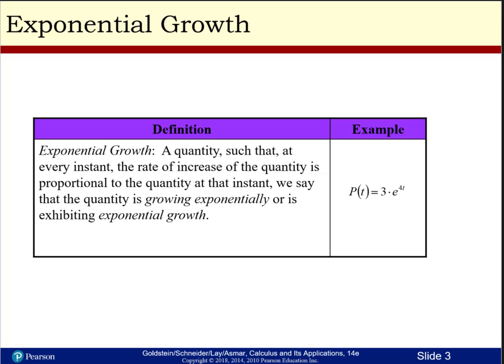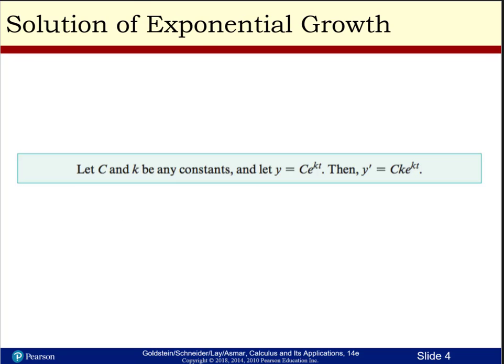Section 5.1 deals with exponential growth and decay. The definition of exponential growth is a quantity such that at every instant the rate of increase of the quantity is proportional to the quantity at that instant. We say that the quantity is growing exponentially or is exhibiting exponential growth. An example of this would be P of t equals 3 times e to the 4t.